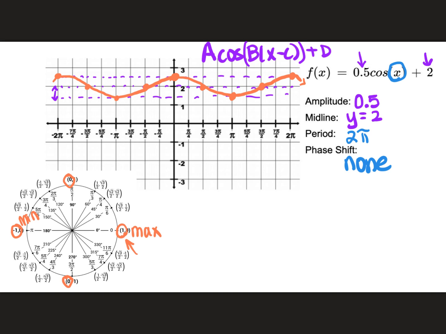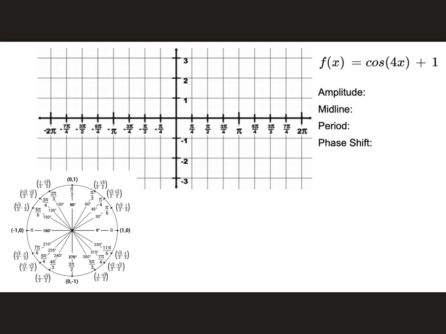Okay, here we go with example 2. We have an amplitude out here that's an invisible 1. We have a midline that's also 1. So I'm going to set up our boundary lines. I put our midline at 1, I went up 1 unit, so we have maximums at 2, and down 1 unit, so we'll have minimums at 0.